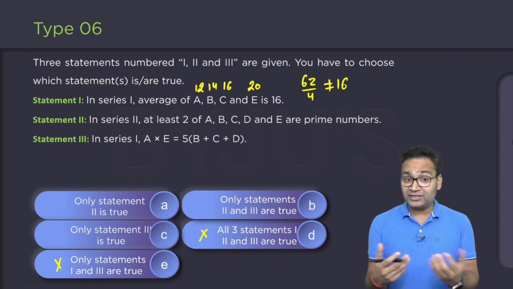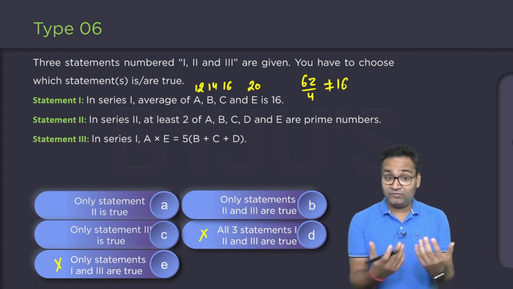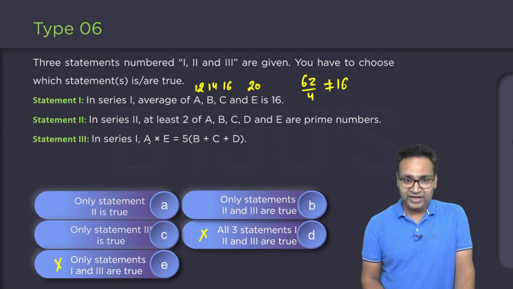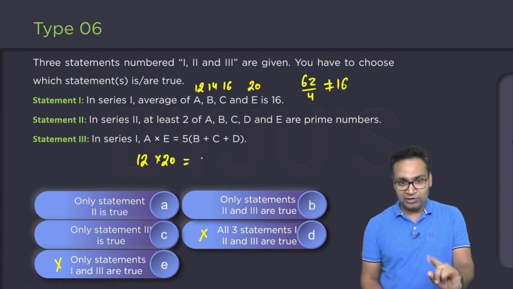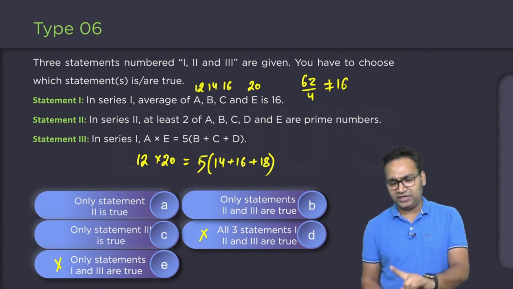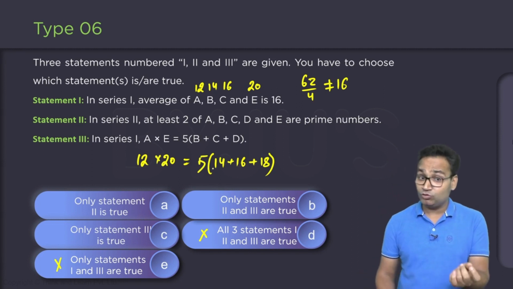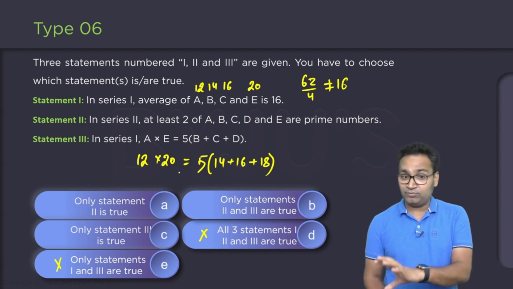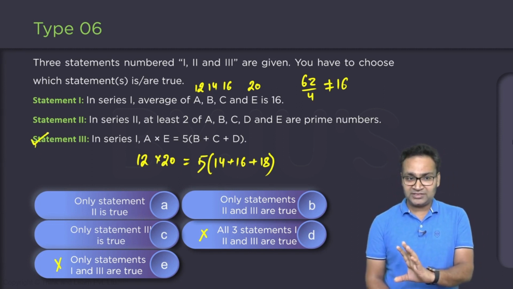Clear? Look at statement 3 now, because we have already decoded series 1. A was 12, E was 20. So 12 into 20 is 240. Is it equal to 5 times B? B was 14, then consecutive even number 16, then 18. So 16 and 14 is 30, 30 and 18 is 48. 48 fives are 240. Left side and right side are both equal. So statement 3 is correct.